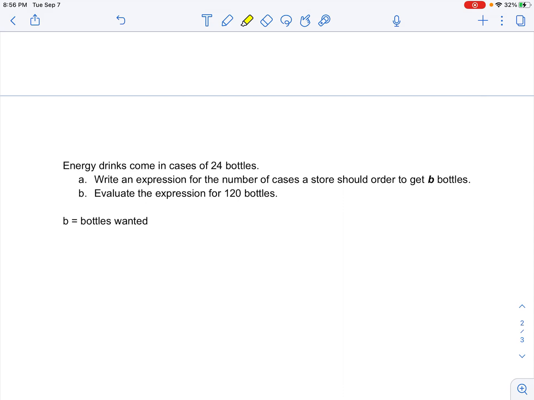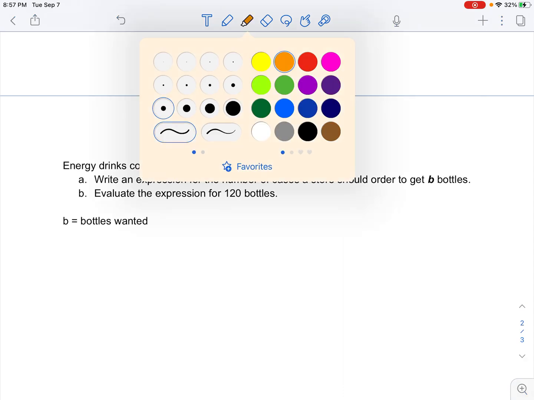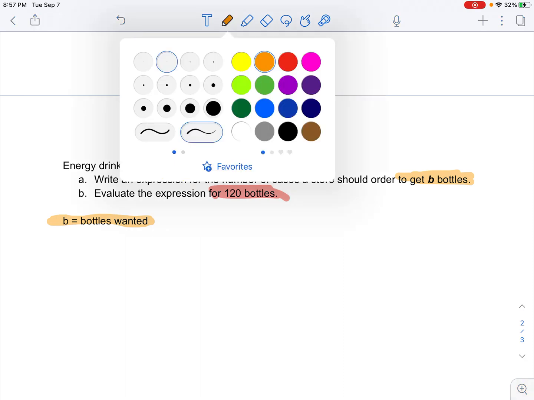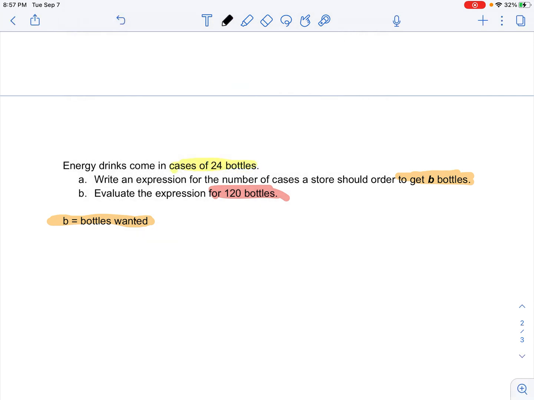Energy drinks come in cases of, I'm just going to highlight some stuff I see, 24 bottles. Write an expression for the number of cases a store should get if they want B bottles. And then evaluate the expression for 120 bottles. And again, notice that our variable B is bottles wanted. Well, I guess B should just be bottles. Okay, B is bottles.